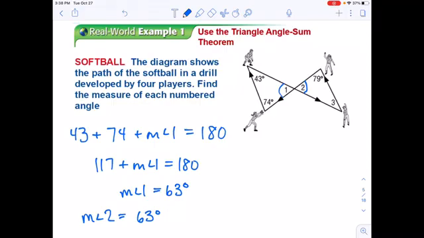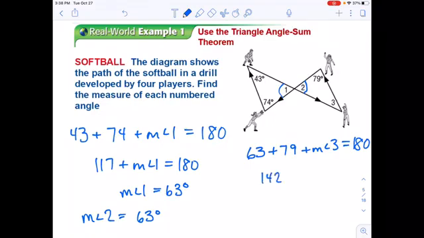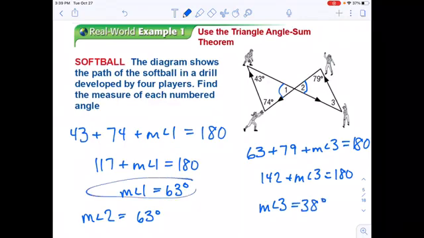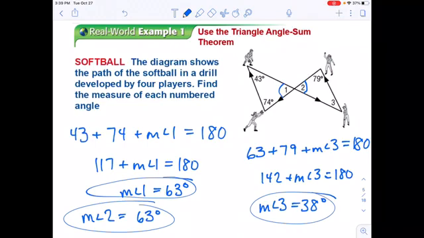Then we find the measure of angle 3, similarly to how we found the measure of angle 1. 63 plus 79 plus the measure of angle 3 equals 180. 63 plus 79 equals 142. We finish solving, and we get the measure of angle 3 equals 38 degrees. And we are good to go then. We found the measure of all of our missing angles.